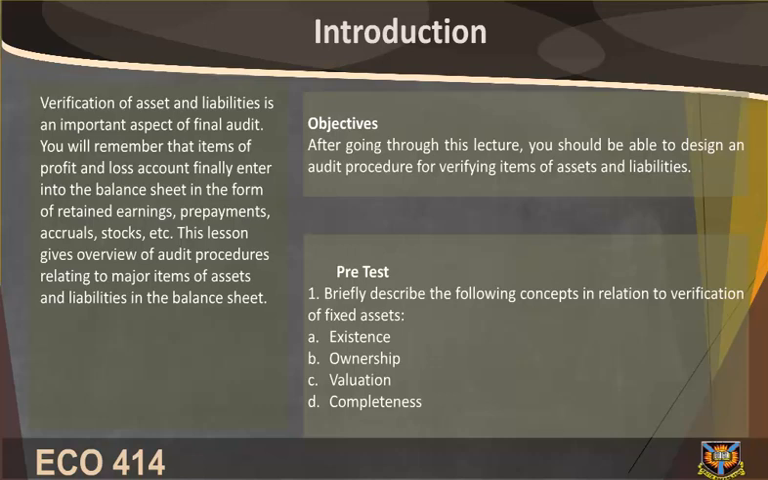Verification of assets and liabilities is an important aspect of final audit. You will remember that items of profit and loss accounts finally enter into the balance sheet in the form of retained earnings, prepayments, accruals, stocks, and so on. This lesson gives an overview of audit procedures relating to major items of assets and liabilities in the balance sheet.